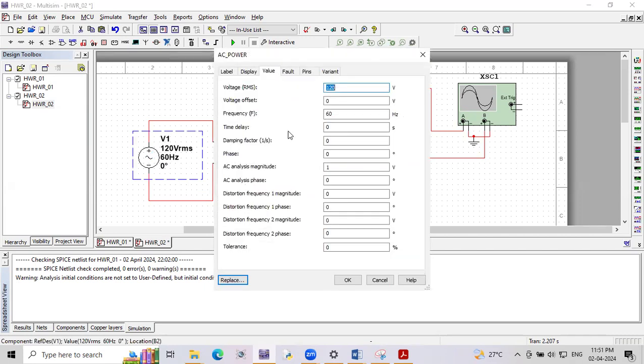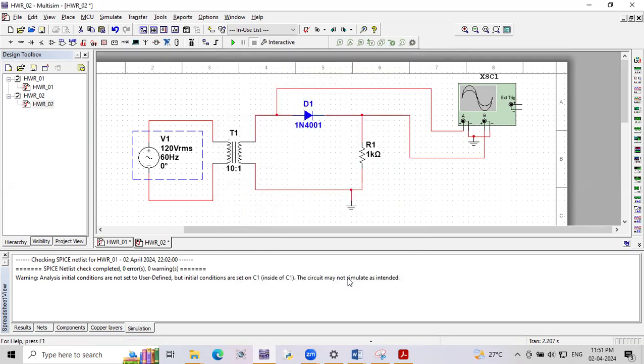Now you need to change the values. Here 120 VRMS is good. Instead of 60 hertz, you need to set 50 hertz. And then the transformer is also fine, 1:10:1 step down transformer I am going to use. Everything is fine. I'm going to run the circuit. You need to press F5 or just click on this green icon.